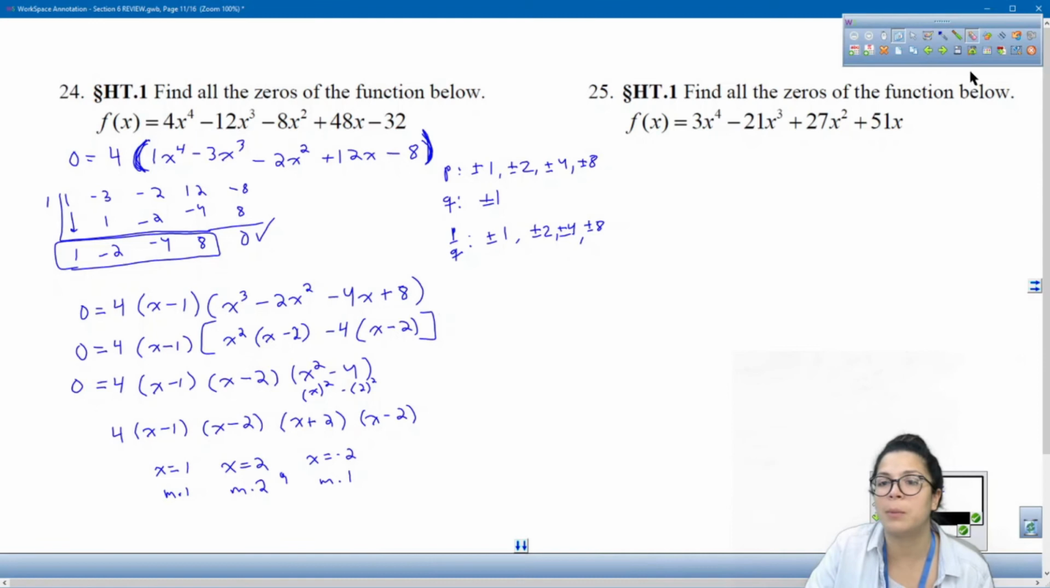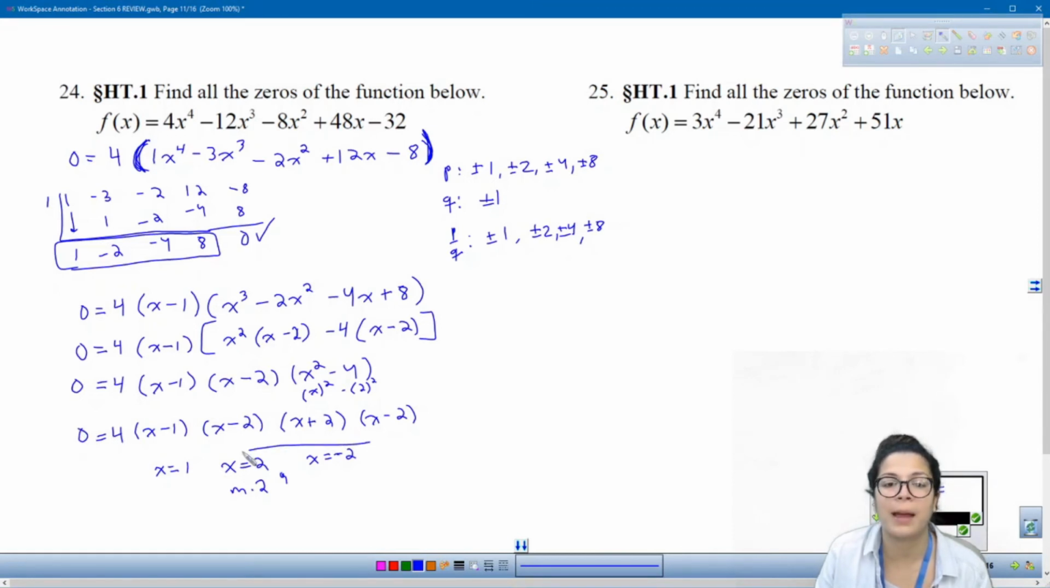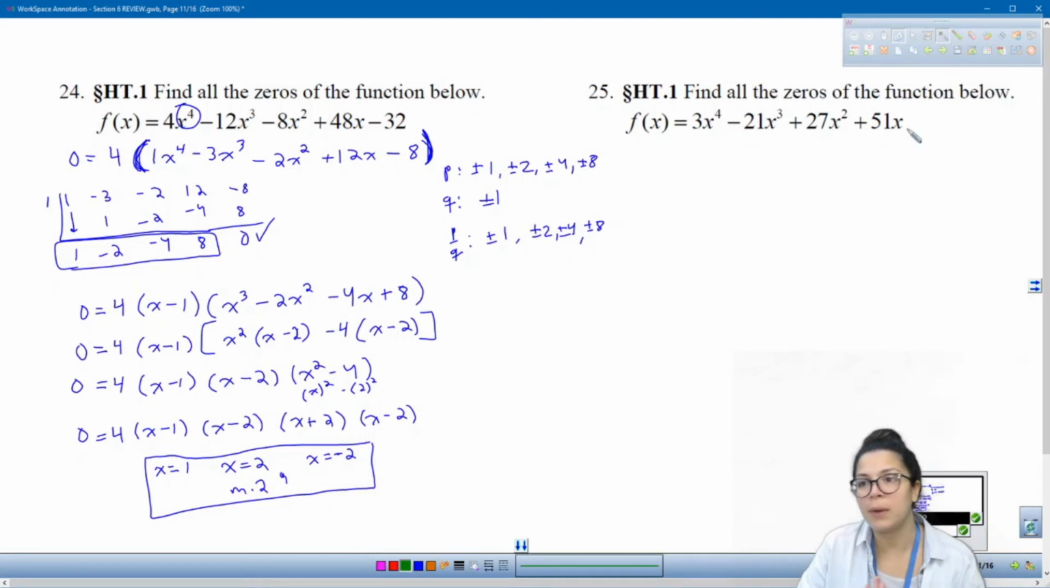Now you don't have to write the multiplicity 1. It is assumed that it's 1. You only have to write the multiplicity when it is more than 1. Okay? And 4 doesn't have a variable, so that's not going to give me a 0. Okay? So we had 4 zeros, right? 1, 2, and then 3, 4, because 2 is a 0 twice. And we got all 4 of them. All right? Number 25.